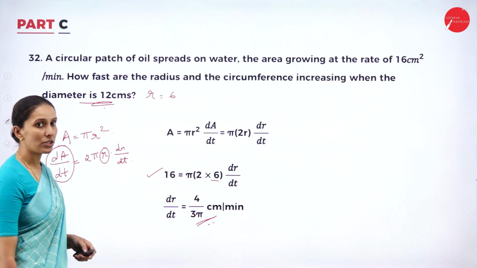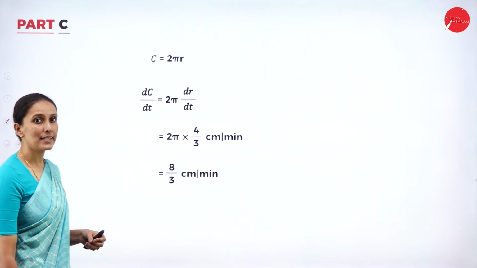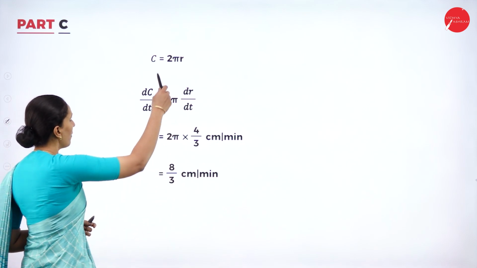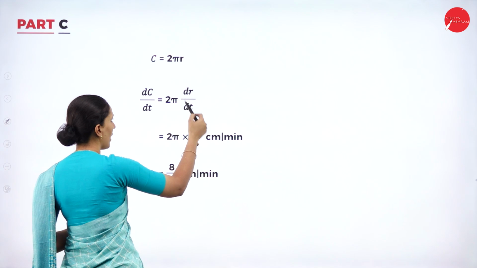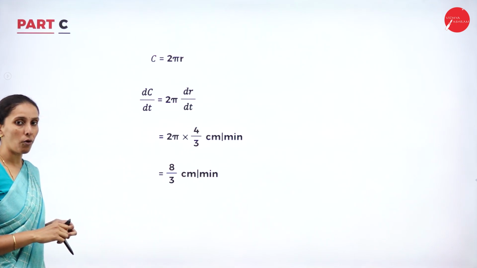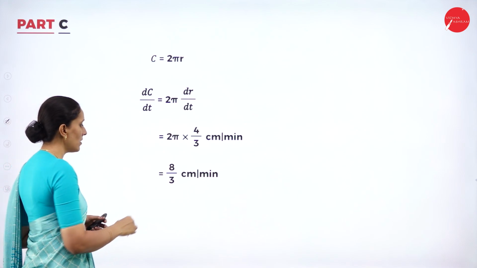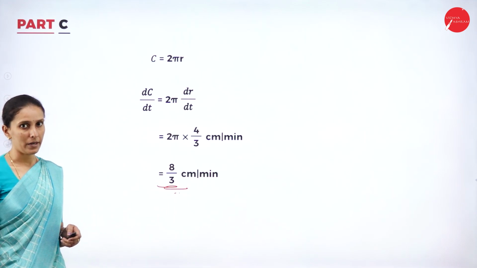Now, we need to find the change in circumference also. The circumference formula is given by C is equal to 2 pi r. When you differentiate with respect to time, we will get dC by dt is equal to 2 pi, which is constant, into dr by dt. So, dr by dt is 4 by 3 pi, wherein pi and pi get cancelled. So, we are left with 8 by 3 centimeter per minute.